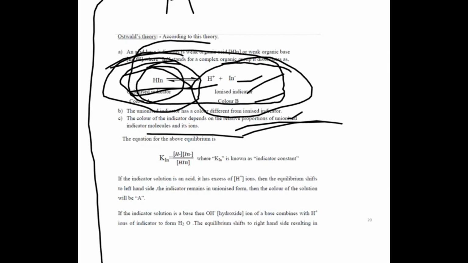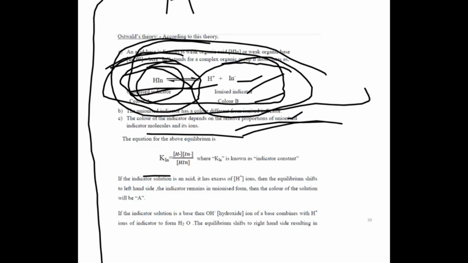The equation of this can be written with K, the rate constant. In is the complex organic group, and K-In is the indicator constant. So K is equal to [H plus][In minus] divided by [HIn]. So HIn is nothing but a weak organic acid.